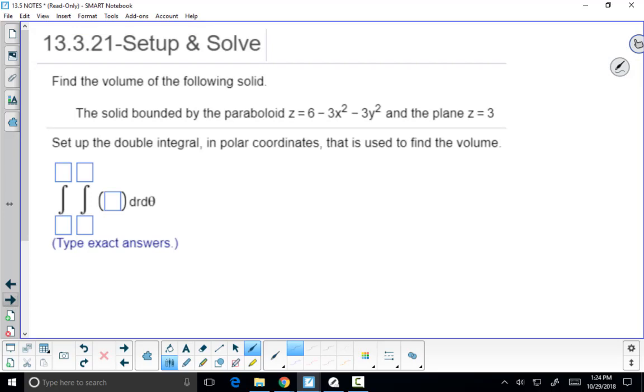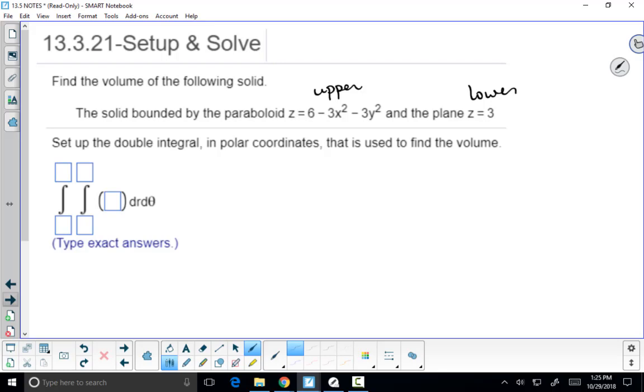All right, let's take a look at this one. 13.3, number 12. So it says, find the volume of the solid. The solid is bounded by the paraboloid and a plane. Does this paraboloid open up or down? Everybody agree down? So we've got, if you plug in x and y equals 0, you're up at z equals 6. And then it's minus x squared minus y squared, which is going to drag those z values down. So we have an upside down paraboloid. That's the upper surface. This is the lower surface.